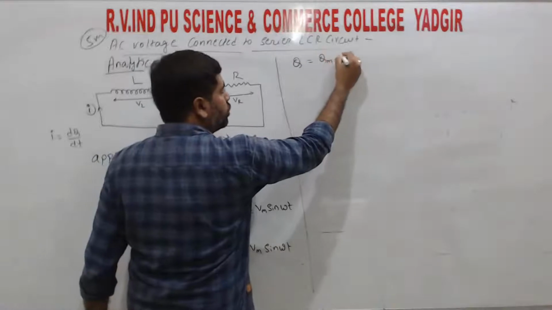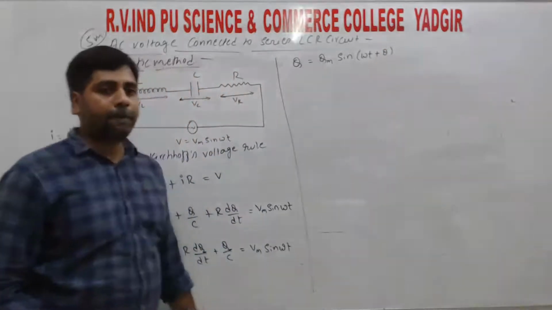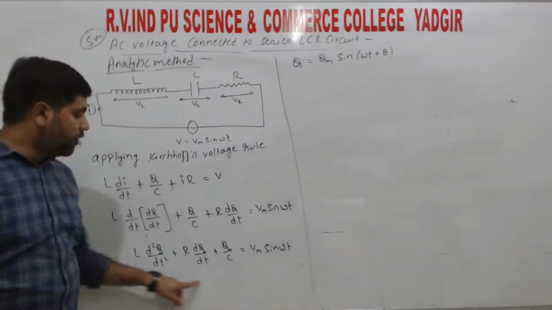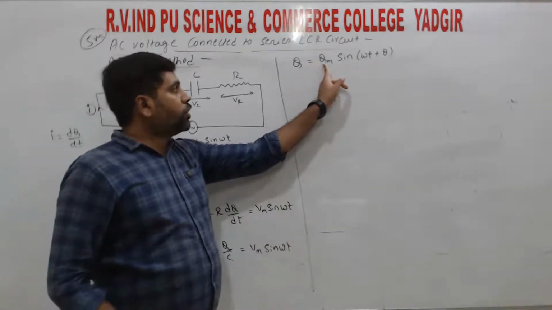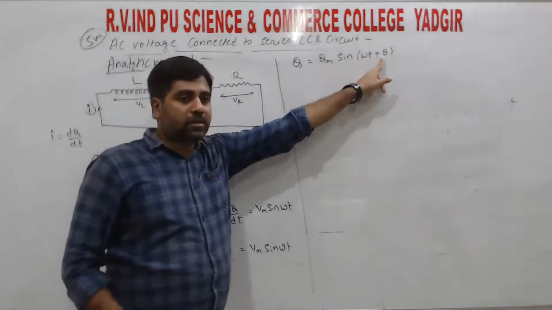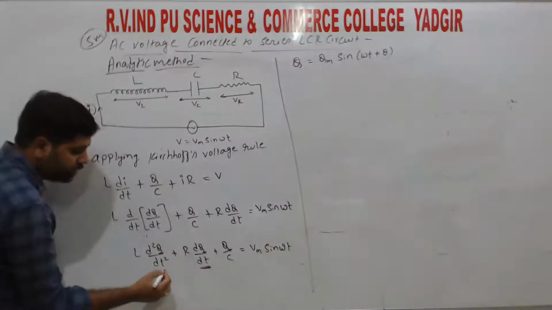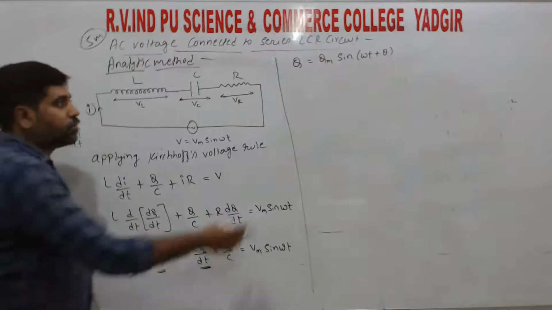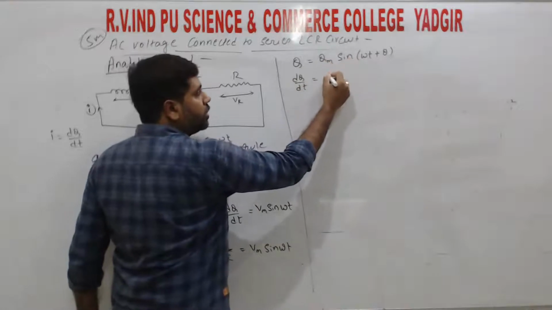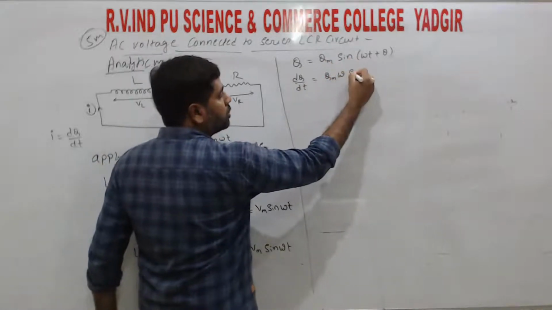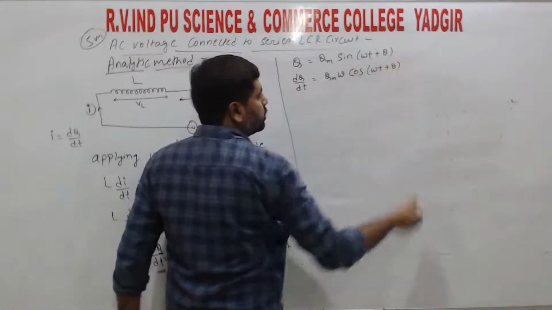That is q is equal to qm sin of omega t plus theta. So now we need dq by dt and d square q by dt square. Differentiating this relation, we get dq by dt, that is qm omega. If we differentiate sine, we get cos of omega t plus theta.